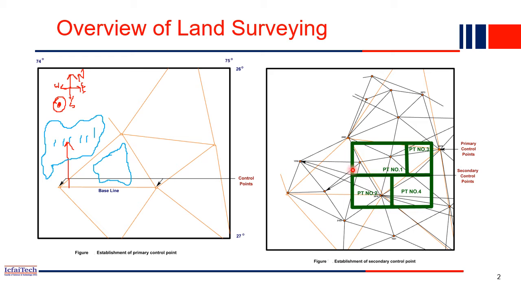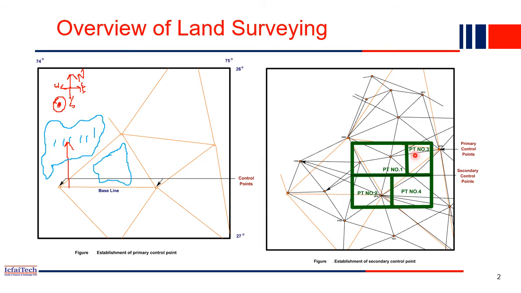In a nutshell, again I am repeating: from the entire area we go to big triangles. Inside big triangles we make small triangles. With the small triangles we take the area we want to map. Inside this area we again establish small points, and from there we locate each object.